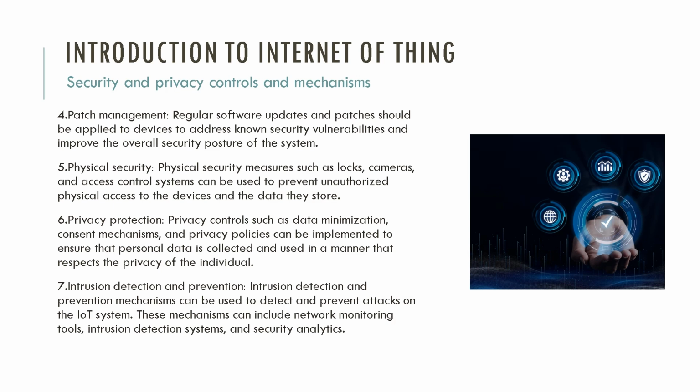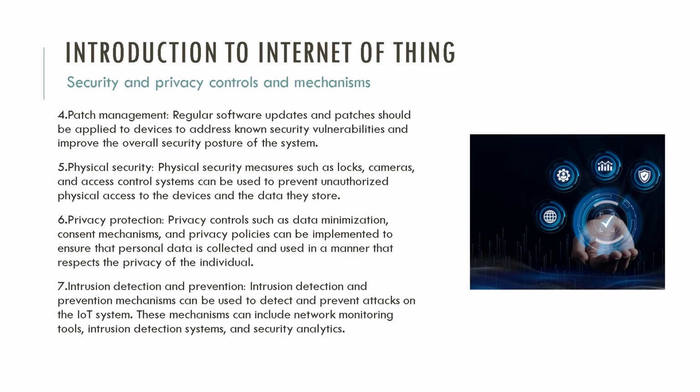6. Privacy protection. Privacy controls such as data minimization, consent mechanisms, and privacy policies can be implemented to ensure that personal data is collected and used in a manner that respects the privacy of the individual.